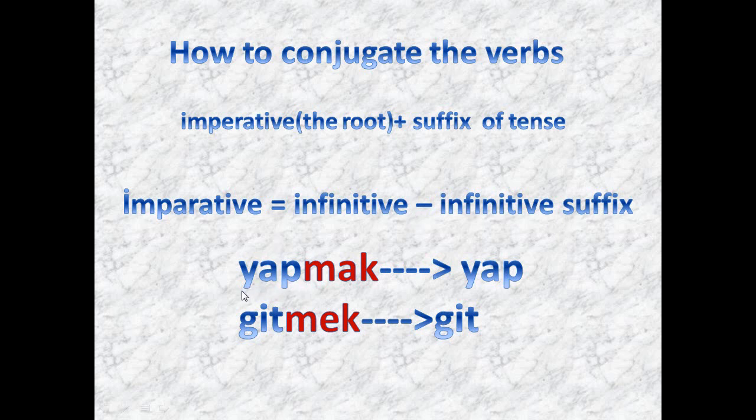For example, here we have the infinitive yapmak, which is to make or to do. And here we have the infinitive form of gitmek, which is to go. If we just take mak or mek, which is the suffix of an infinitive, then we will have the root of the verb, which is yap, and here it is git. And these are the imperative. You can order using the root of the verb. Okay, this is an imperative form.